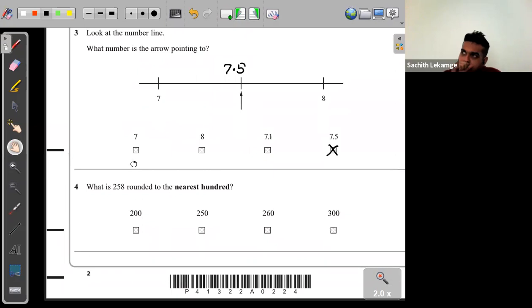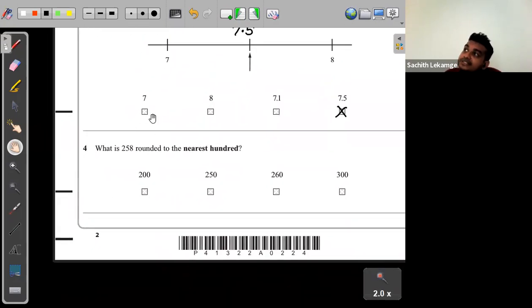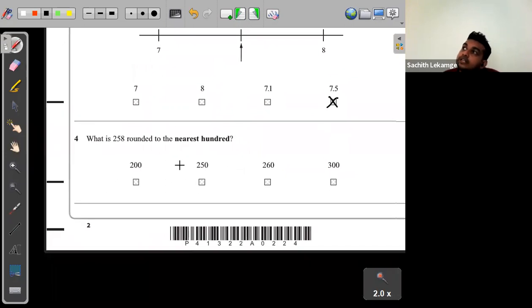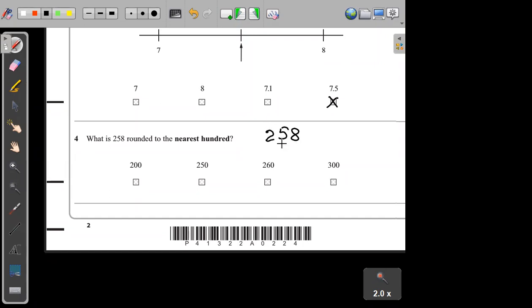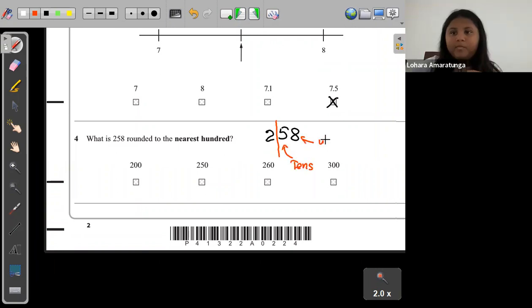Question number four. What is 258 rounded to the nearest 100? That one I'll just teach some of you. Everybody check this out. 258. Now you know 8 is what you call the unit place, 5 is the tens place, and this is the 100 place.